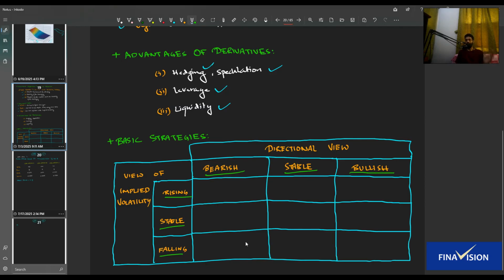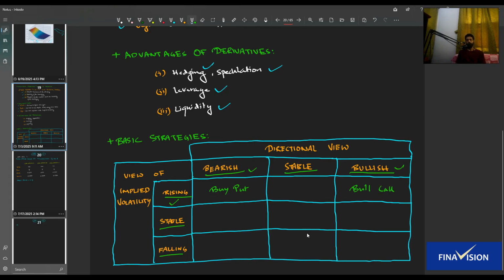Now combining all this, for example, if the volatility is rising and the opinion in terms of direction is bearish, one can buy put. On the other hand, if the implied volatility is rising and the opinion is bullish, then one can buy call. Like this, all these combinations of situations we'll discuss one by one.